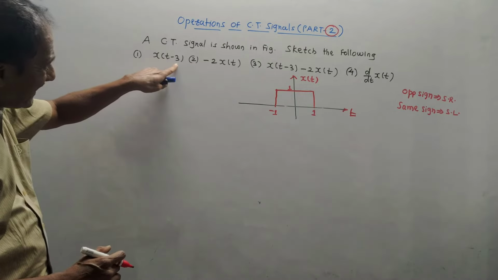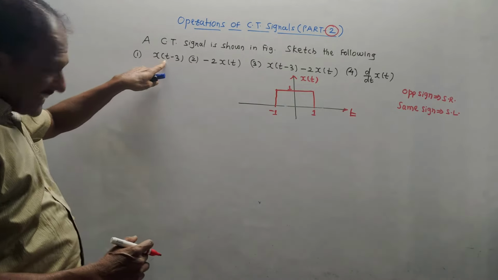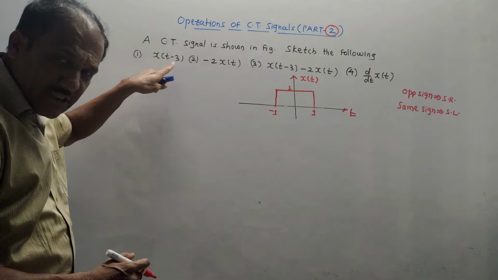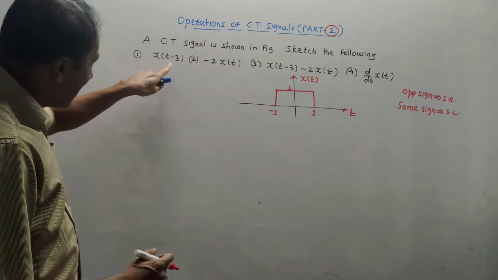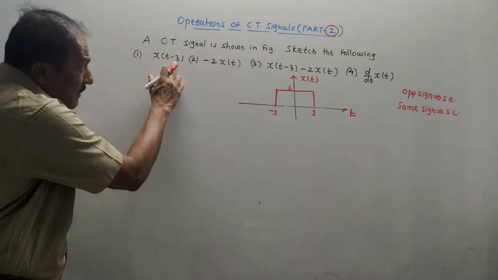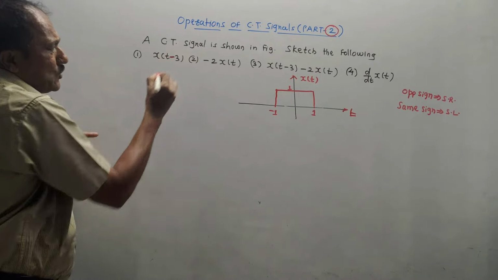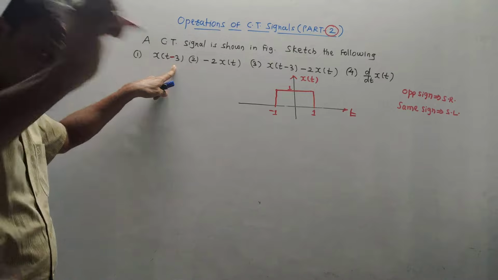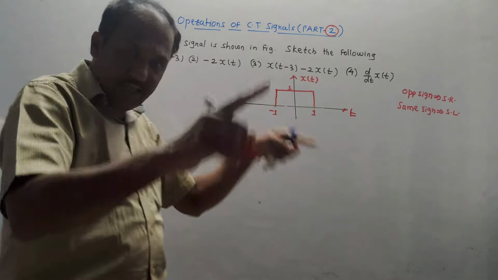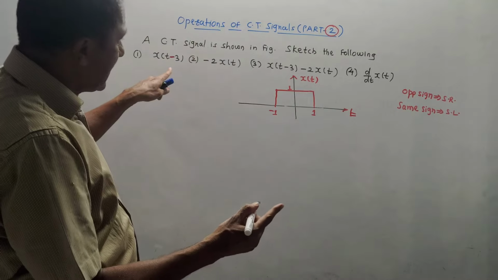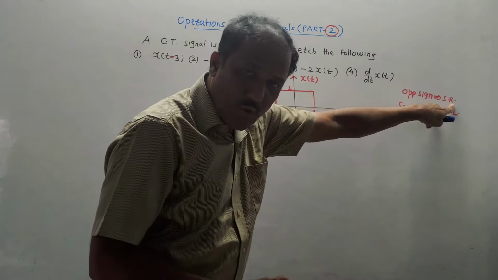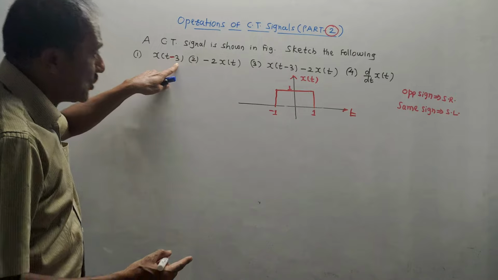First part, x of t minus 3. Look at the signs. It is t minus 3, that is plus t, minus 3, opposite sign. Shift diagram towards right. By how many positions? By 3 positions. Again, don't get confused by this minus sign. This plus or minus sign indicates whether we have to shift the diagram towards left or towards right. In this case, I have to shift this diagram towards right by 3 positions.